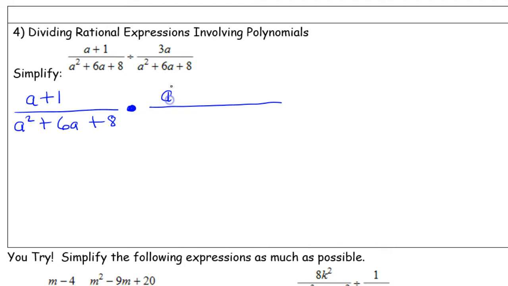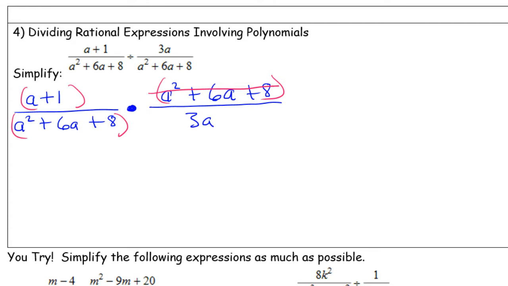So I'm going to have my a squared plus 6a plus 8 in the numerator. And I will have the 3a in the denominator. Now I could factor these, but I'm noticing that this trinomial is identical to this trinomial. So since I have the same thing in the numerator and the denominator, the same factor, I can cancel them out. Alright, this is connected by multiplication.